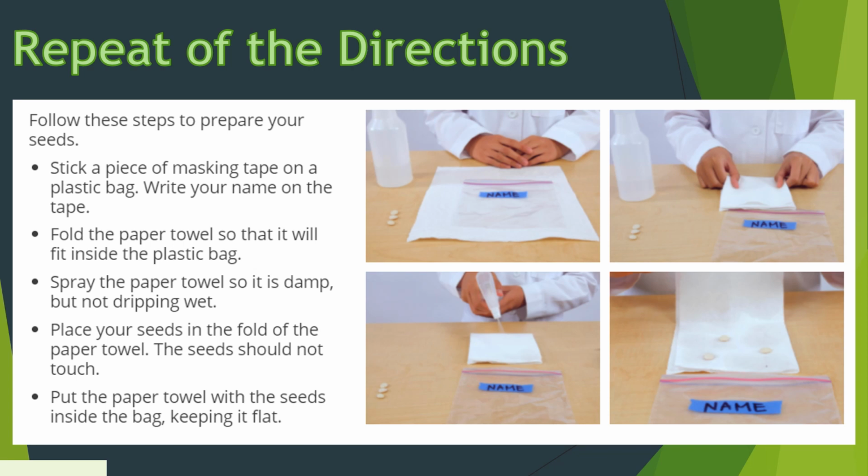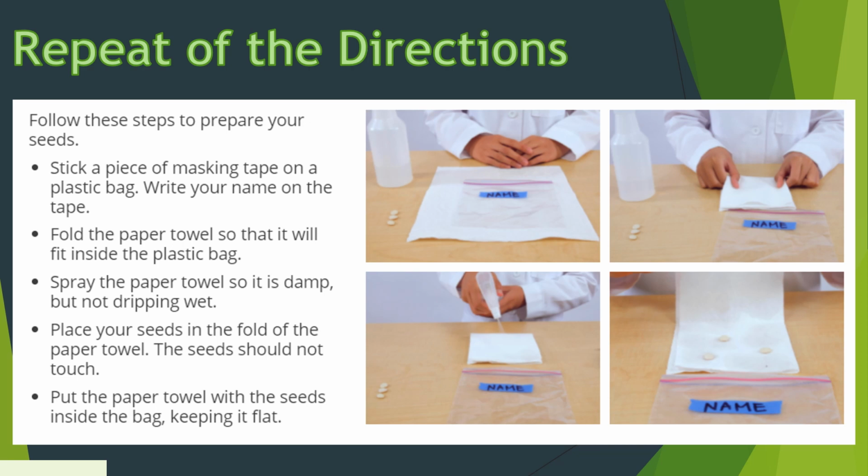I'm going to go over the directions again. All right, it says, follow these steps to prepare your seeds. Stick a piece of masking tape on a plastic bag to write your name on. You don't need to do that because we're not in school hanging all of our bags up together. So you're going to fold the paper towel so it'll fit inside the plastic bag. I did that for you. So now you just need to open it flat.